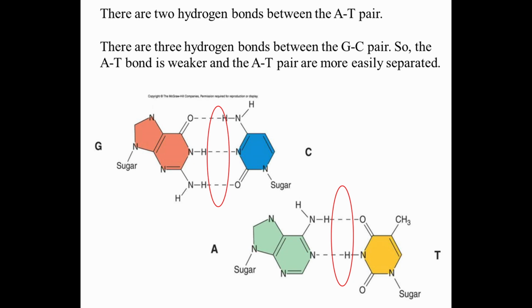So the AT bond is weaker, and the AT pair are more easily separated. Thus, the relative hydrogen bond strength can be important when it is time to separate the strands. It will require less energy to break the AT bonds. It is more likely the separation process will start at the weaker AT pairing.